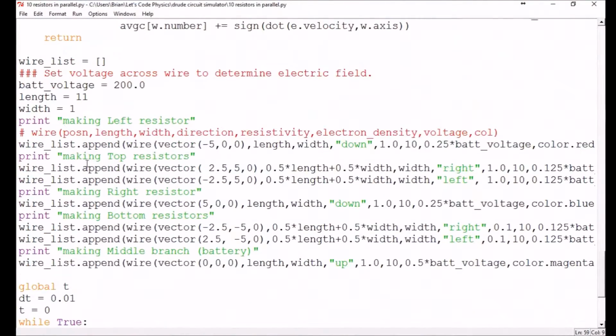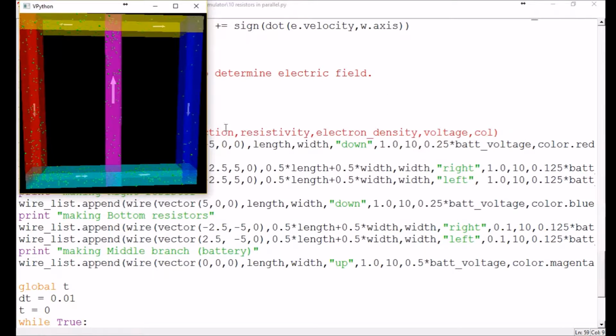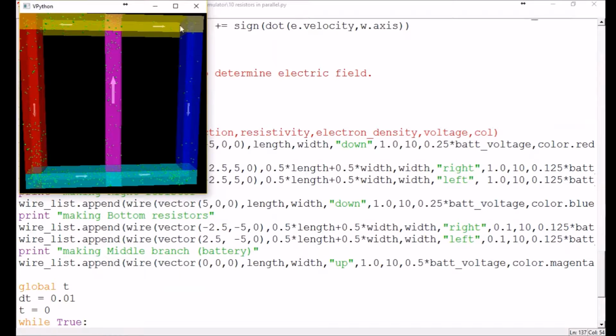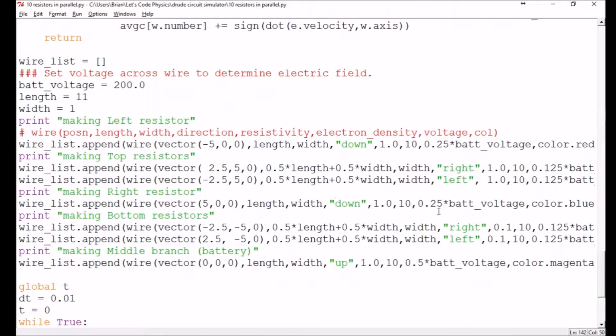So how many wires do we end up with? 1, 2, 3, 4, 5, 6, 7. We've got 7 wire objects. We've got the one on the left, the one in red, and he gets a quarter of the battery voltage. The two on the top, one points to the right and one points to the left, so that we can get current going to the right here and current going to the left here. They each get 1/8 of the battery voltage.